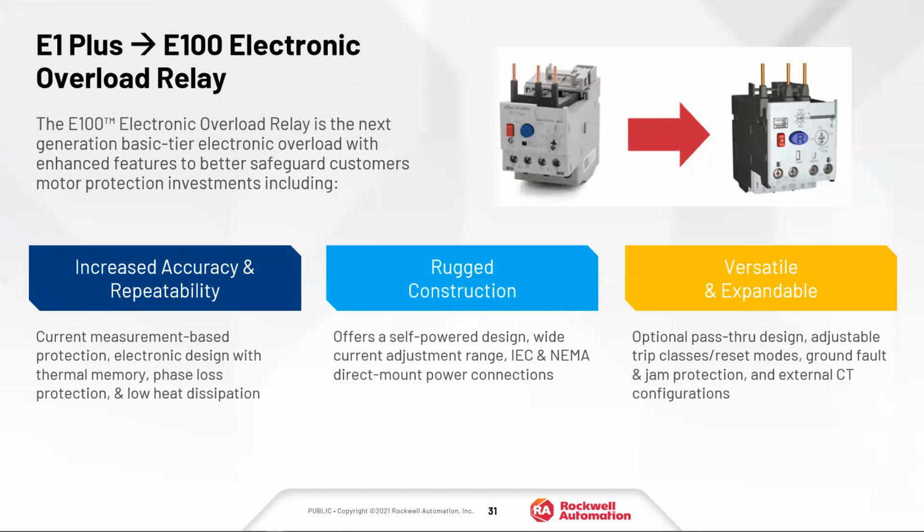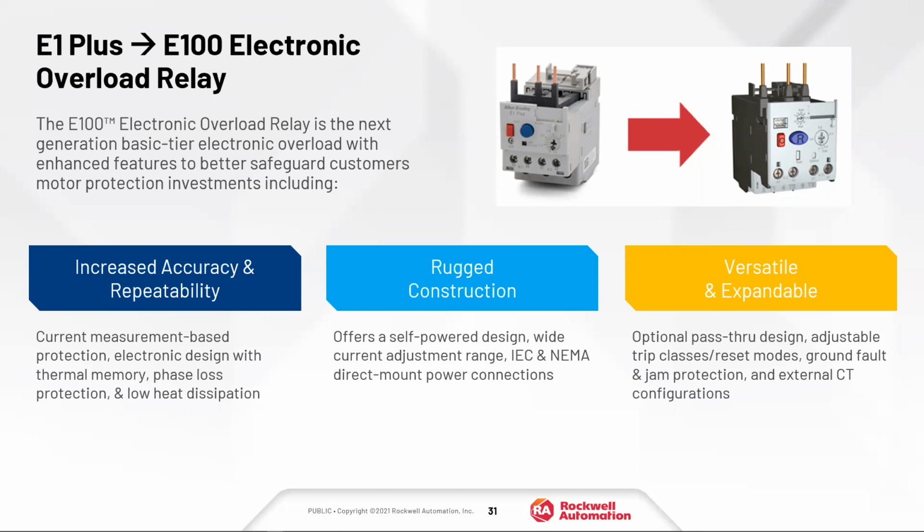First one is, I used to be one of our industrial control specialists a long time ago when the E1 Plus was the state of the art overload for us. Well, that effectively was made a mature product in July of last year. So the new replacement is the E100 electronic overload. It has been out for a while, so we're not reinventing the wheel here, but it covers a lot of range here.